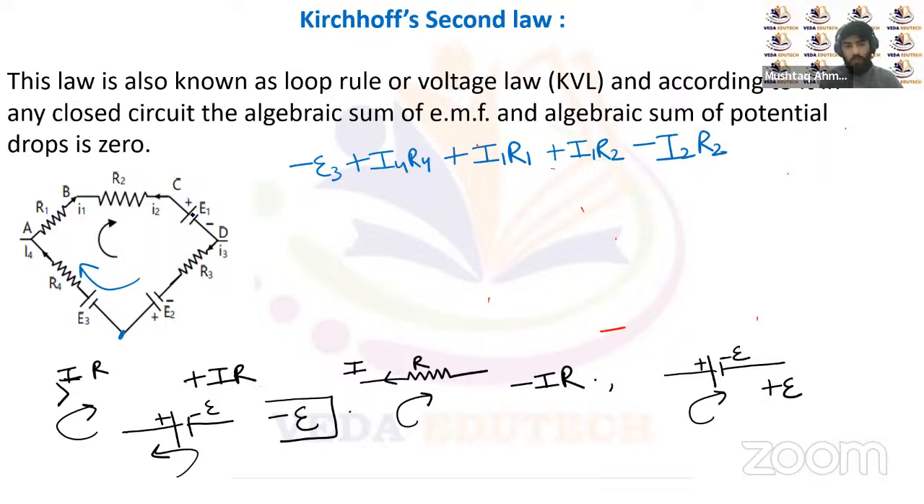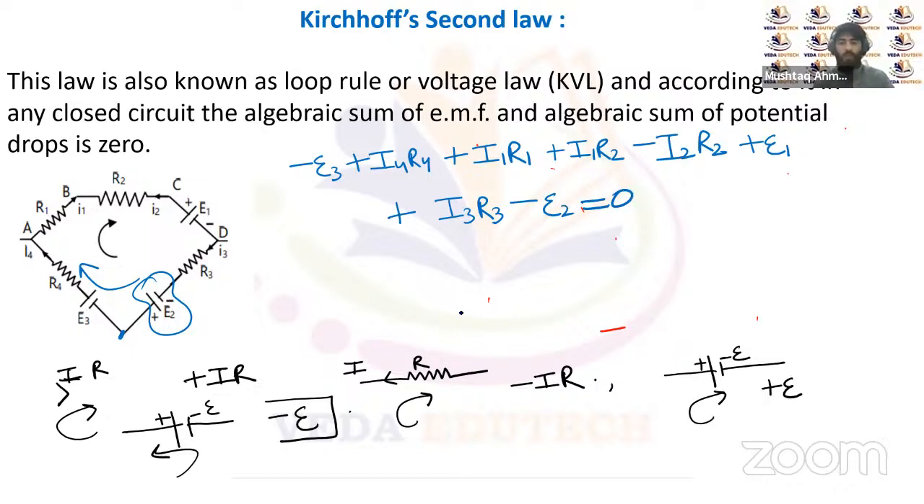Now we reach this battery E1. I'm facing the positive terminal of this battery, so I will take it as positive. Now let's move to this resistor R3. The current is flowing along the same direction in which I am moving, so I will take it as positive. That's I3 R3. Now we reach this battery of EMF E2. I am facing the negative terminal of this battery, so I'll take it as negative. That's equal to 0.